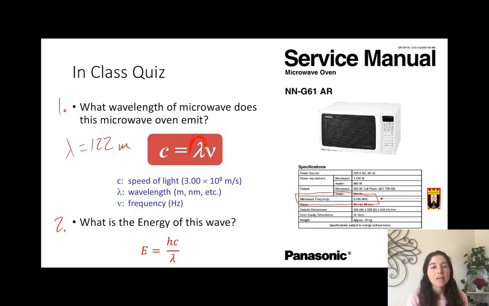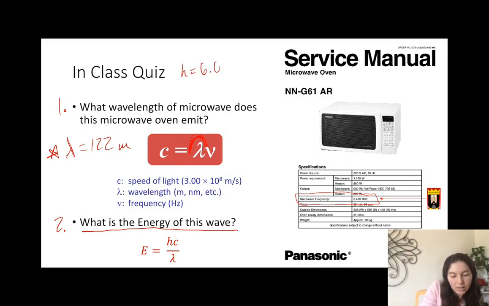All right, so let's give number 2 a shot. See if you can calculate the energy of this wave that we determined from question 1. What is the energy of this wave given our calculations for our wavelength at 122 meters? You're going to need Planck's constant, which is 6.63 times 10 to the minus 34 joules times seconds. That's the unit on Planck's constant. So give this a shot.